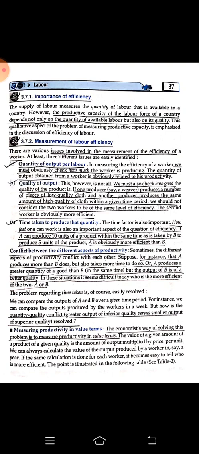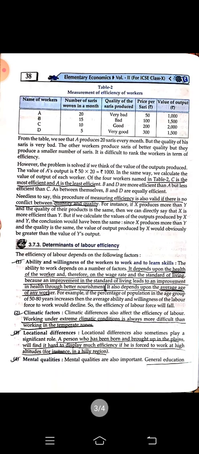Now the economists have found a way out to solve this problem of quantity quality conflict. They have resolved it with the value terms. What is the value of the output they are making? Here you can see there are 4 workers, worker A, B, C and D. Number of saris woven in a month. A has woven 20 saris. B has woven 15 saris. C has woven 10 saris and D has woven 5 saris.